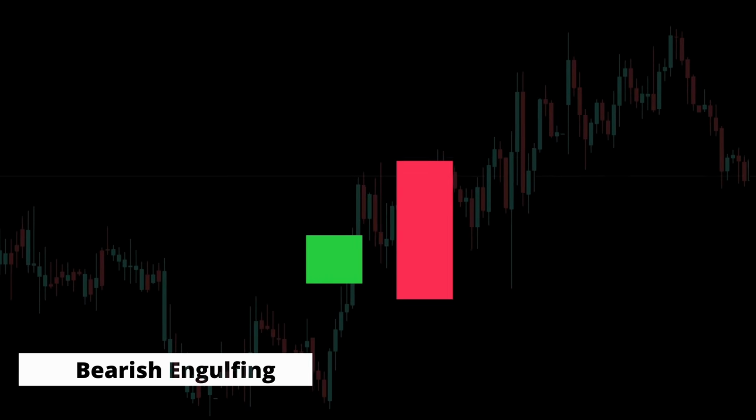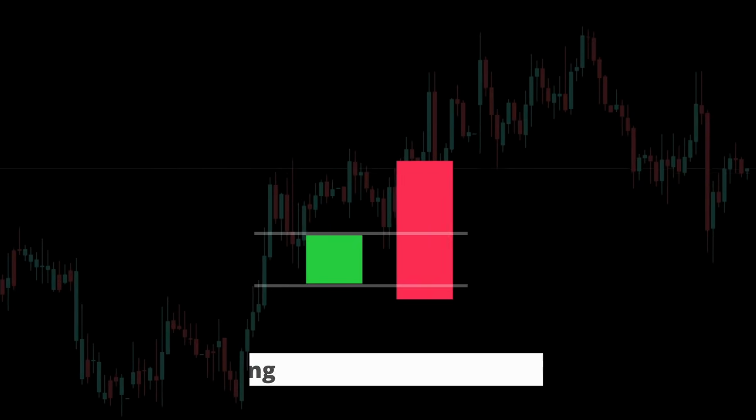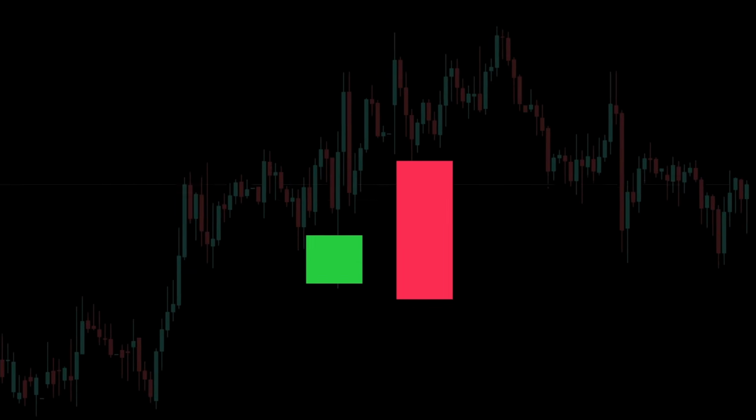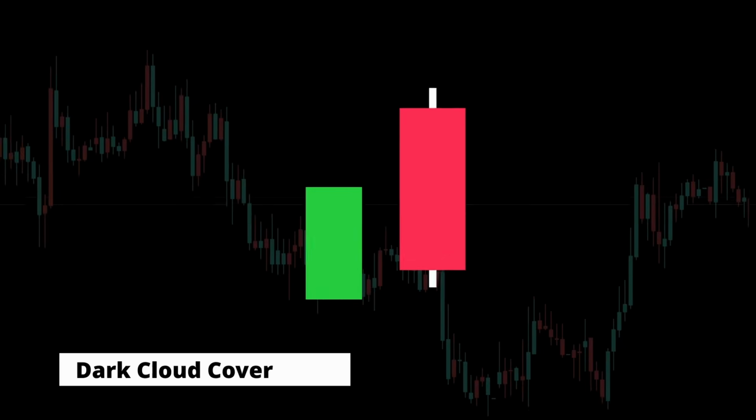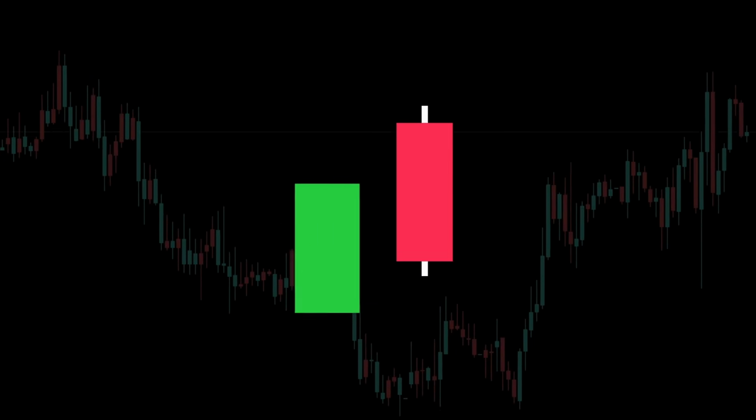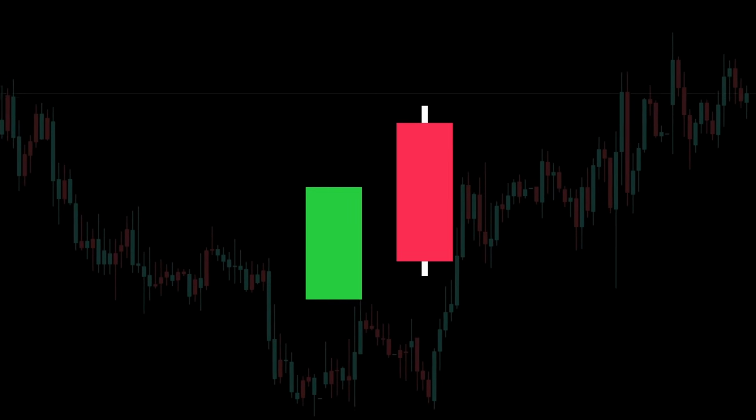Aggressive sellers. Bearish engulfing. This is a large red candle that completely engulfs the previous green one. A shift in momentum toward a downtrend. Dark cloud cover, the second candle closes below the midpoint of the first green candle. A significant change in momentum toward the downside.